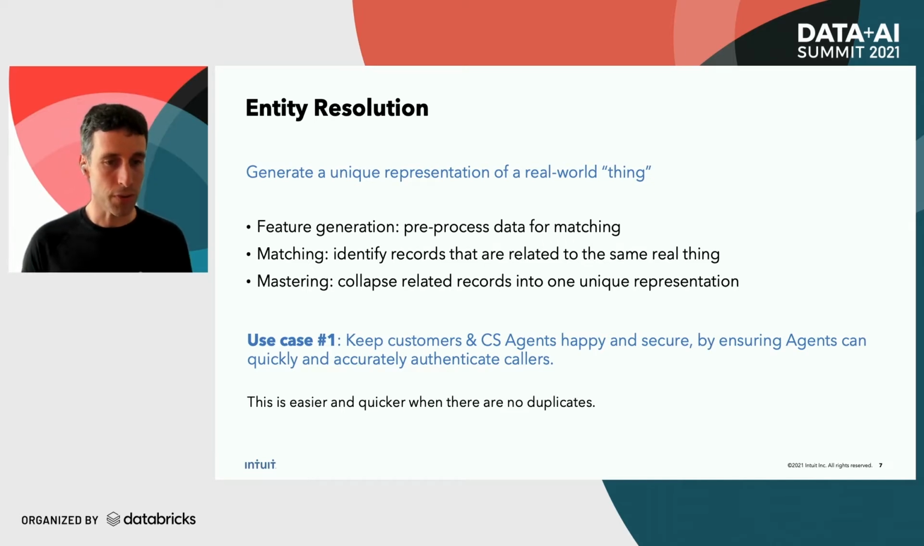So the use case for this initially was we essentially want to keep our customers and customer success agents happy and secure. We want to make sure that our agents can quickly and accurately authenticate callers who are calling them because they want to solve some problem with QuickBooks or Mint or something. They don't want to spend 10 minutes trying to figure out which John Smith they are calling for, and do they have the right access to which account. It's just easier and quicker where there are no duplicates in the data.